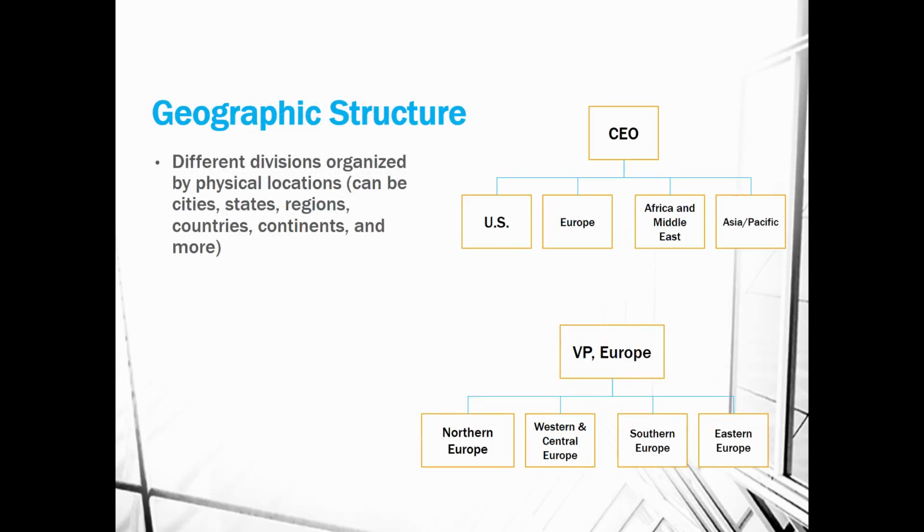Another example of a structure is a geographic structure, organized by physical location. Maybe your sales organization is organized by different continents where people work, or maybe you work at a university where there are whole different divisions based upon different geographic offices. So you can see different examples where people work in different offices and everything is co-located in that same geography.